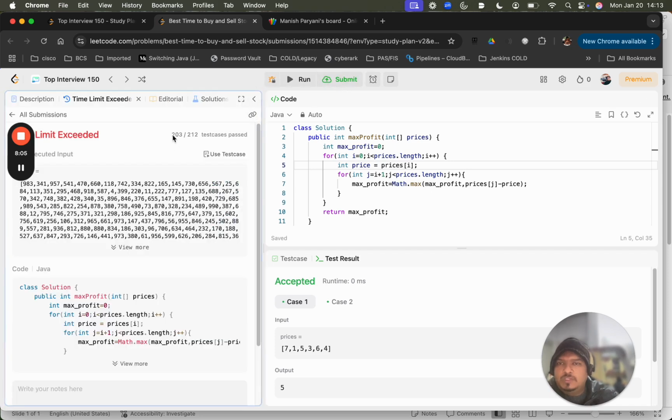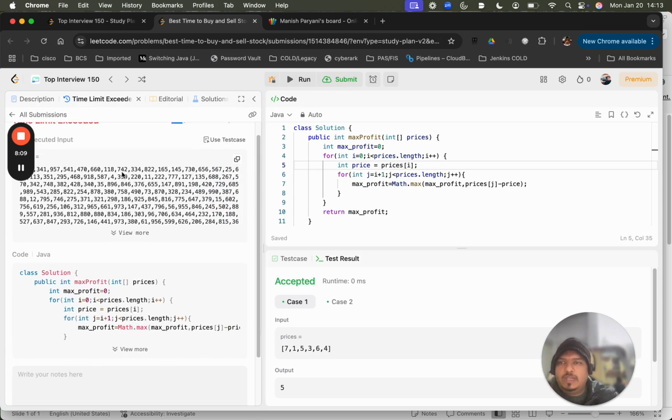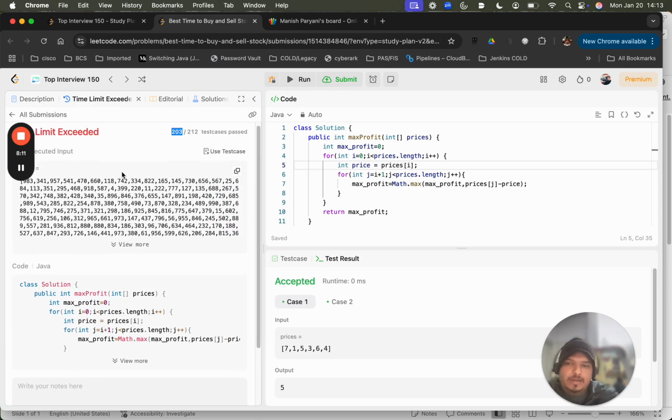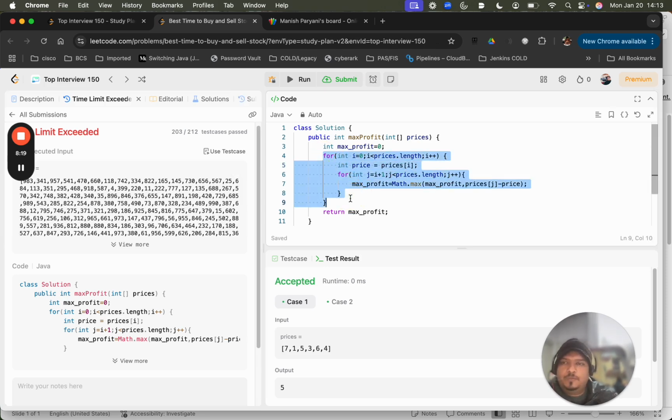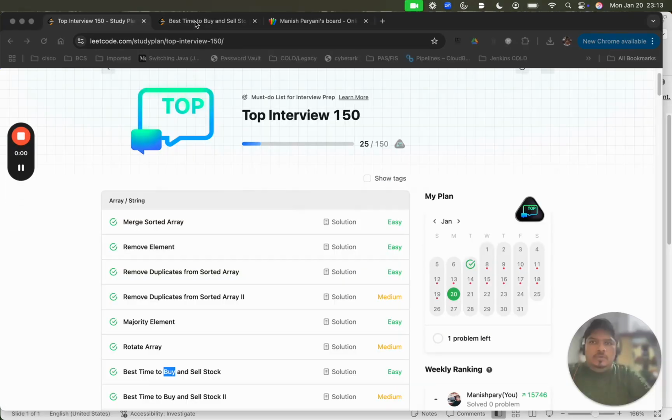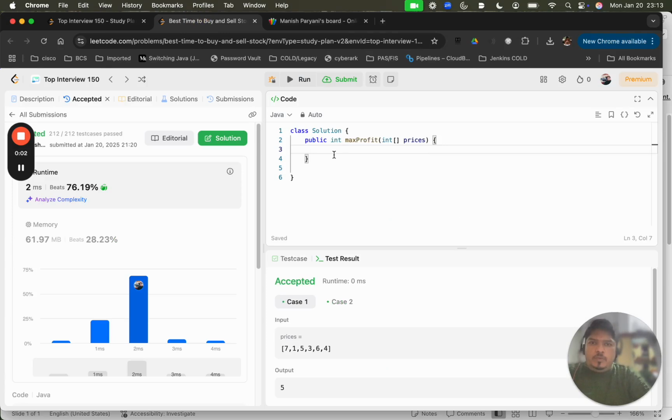Okay, so if you see, 203 test cases got passed, and this is failing because of time limit exceeded. The reason behind it is that this is not an optimal solution complexity wise. So we will try to solve it in a linear way. Now we will see that optimal approach.